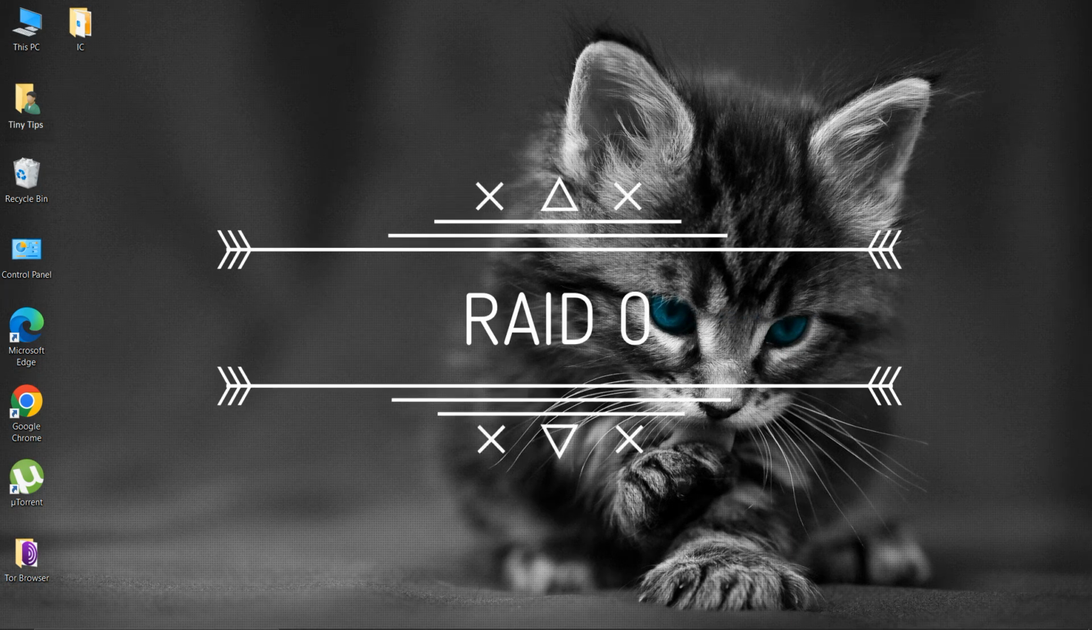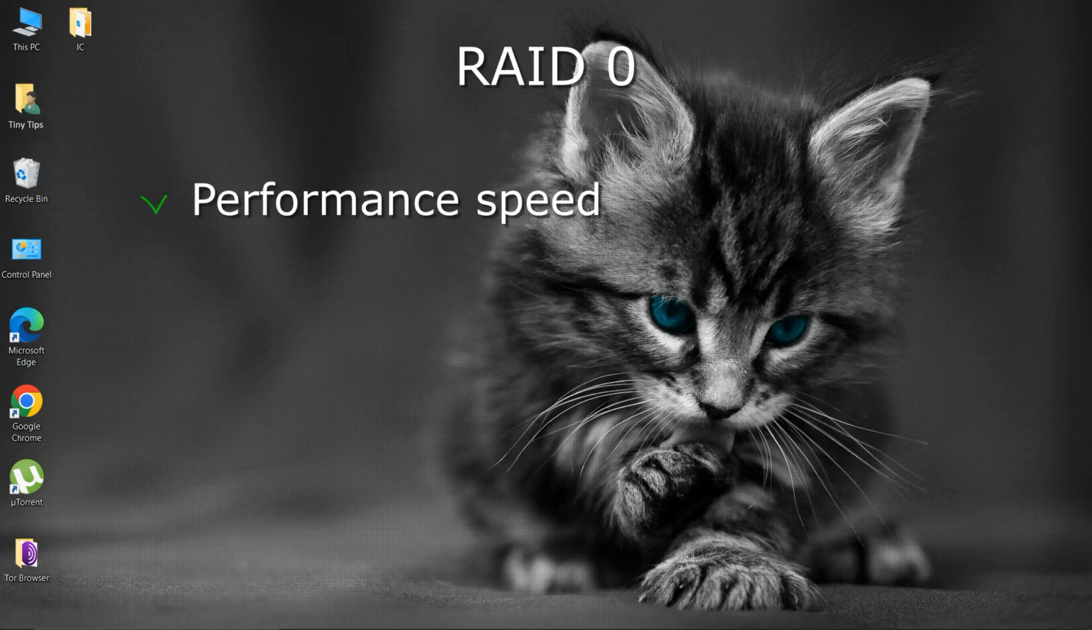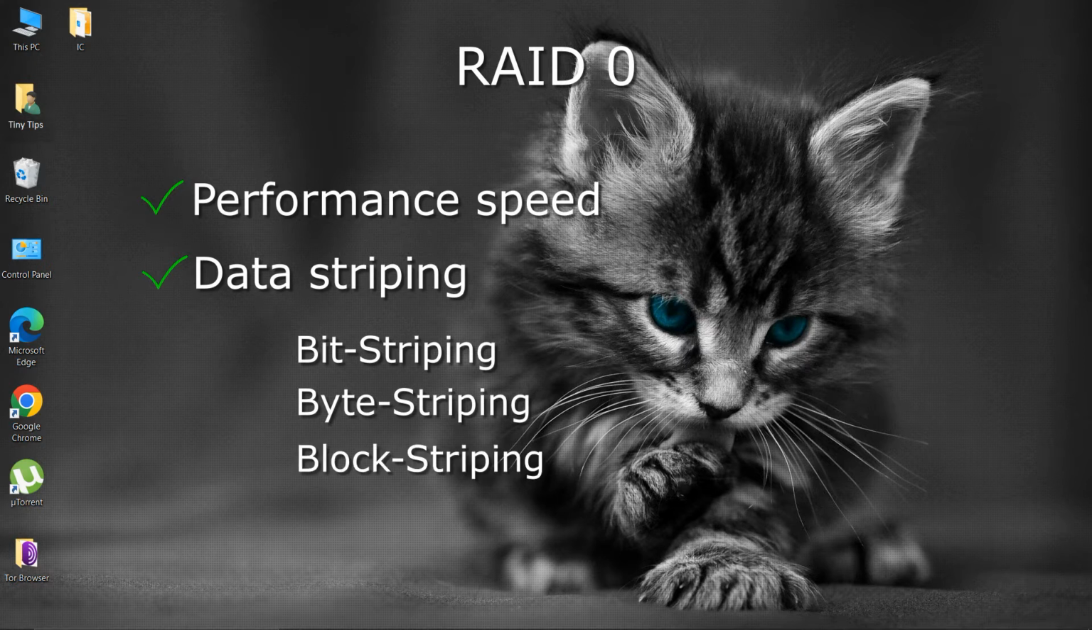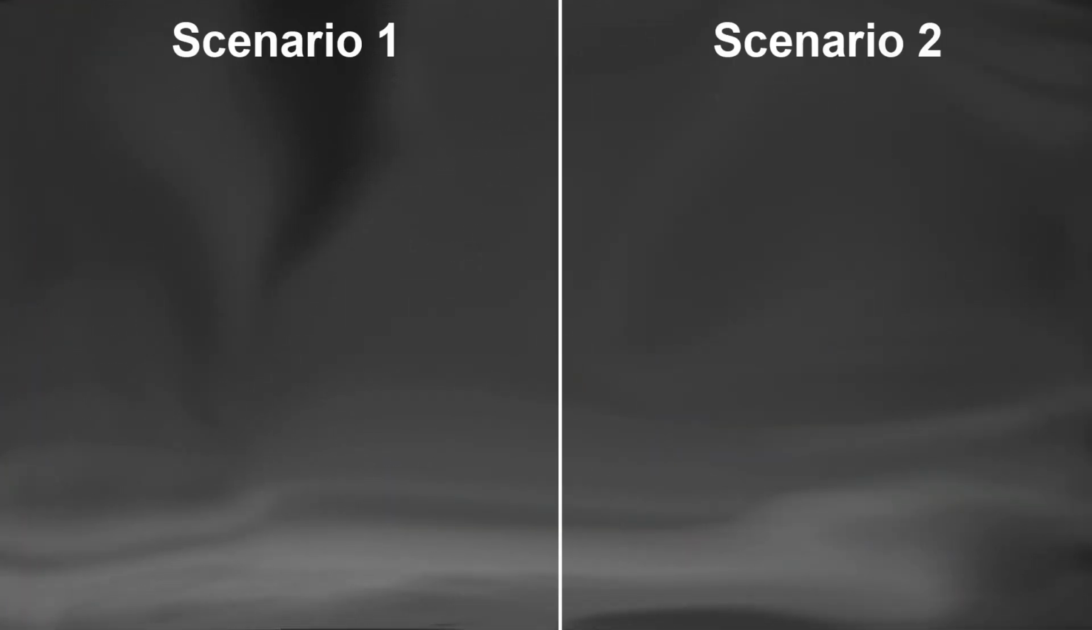RAID 0. The RAID 0 configuration is used to achieve performance speed. It uses data striping. There are generally three kinds of striping used: bit-level striping, byte-level striping, and block-level striping. We need a minimum of 2 disks in a RAID 0 array. Now, let's see an example and understand 2 scenarios.